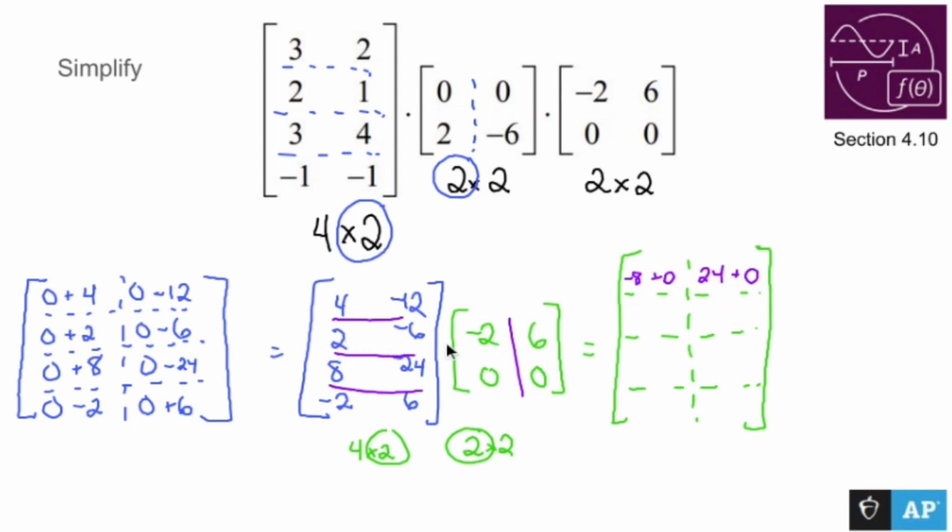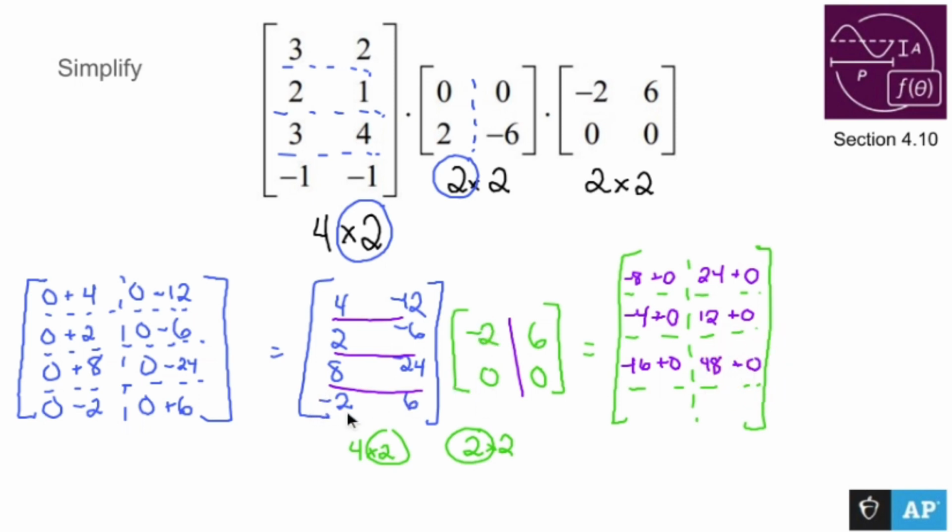Second row, first column. 2 times -2 is -4. -6 times 0 is 0. Second row, second column. 2 times 6 is 12. -6 times 0 is 0. Third row, first column. 8 times -2 is -16. 24 times 0 is 0. Third row, second column. 8 times 6 is 48. 24 times 0 is 0.